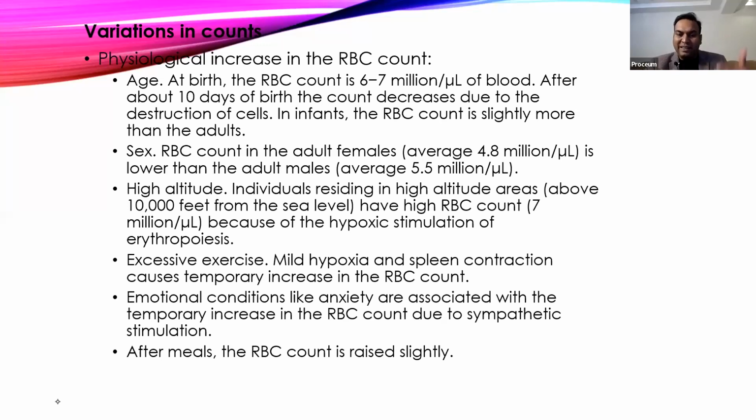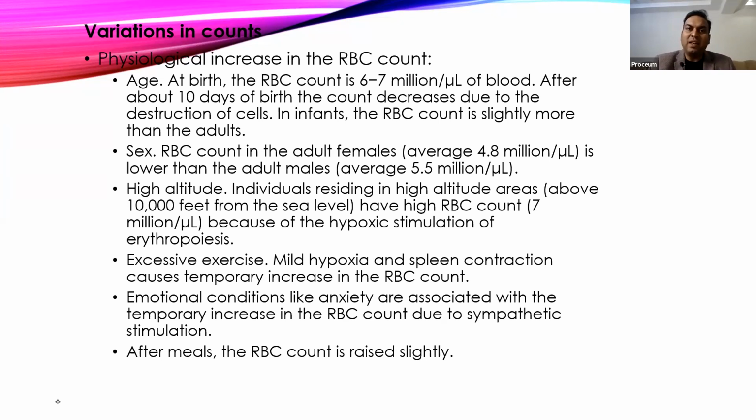Then after birth, up to 10 days, it decreases because of rapid destruction, because these RBCs don't contain adult hemoglobin, but usually contain fetal hemoglobin, that is called HbF. Because of this, they rapidly decrease in the first 10 days of life, and that leads to a lower RBC count. And as the age progresses, they attain the adult RBC count. But in an early age group, the RBC count is always slightly more than the adult.